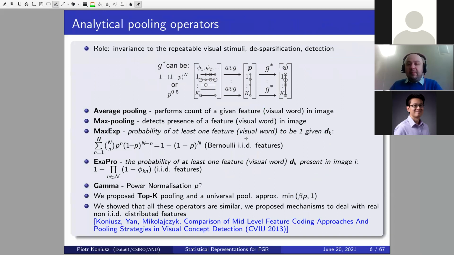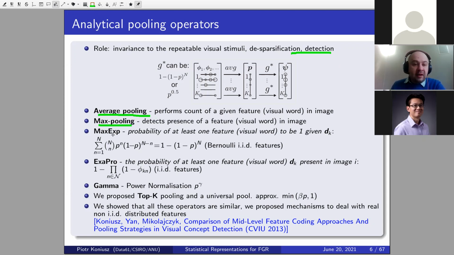And the role of pooling is to, in one way or another, deal with statistics of features. So pooling can, for instance, realize some invariance to repeatable visual stimuli, or sparsify features, or perform some form of feature detection. For instance, average pooling performs a count of a given visual feature in an image. In contrast, maximum pooling acts more as a detector of a visual feature, and it'll become clear in a moment why.